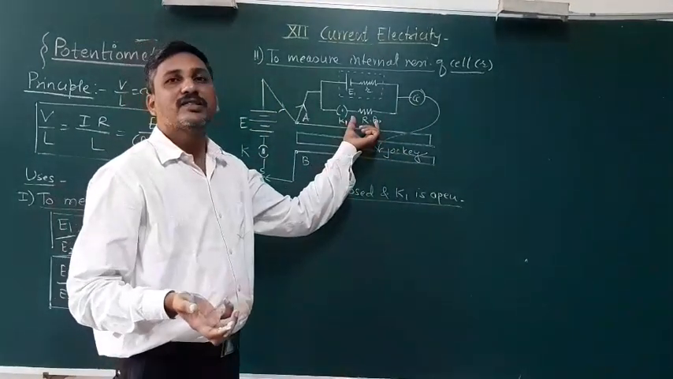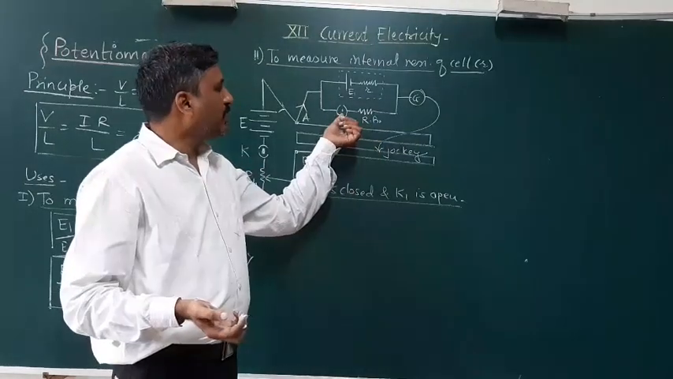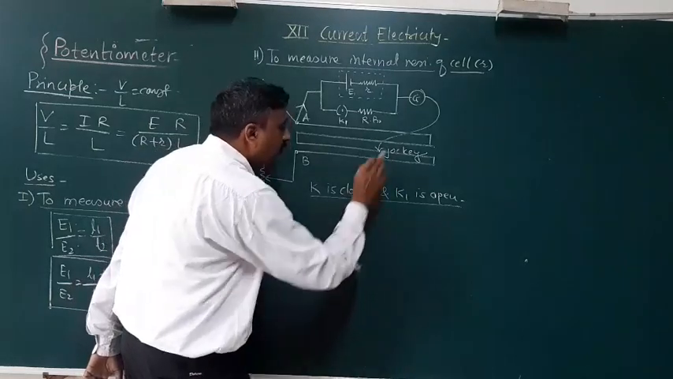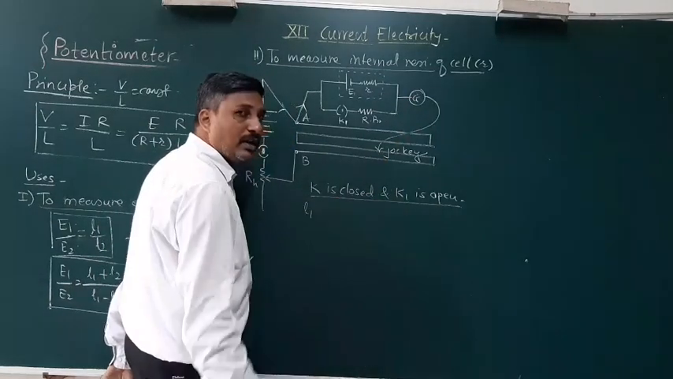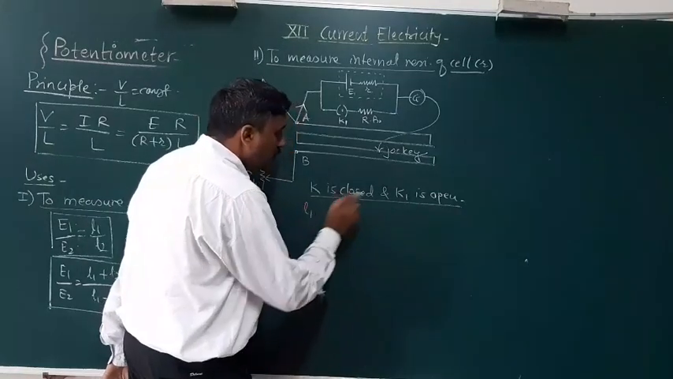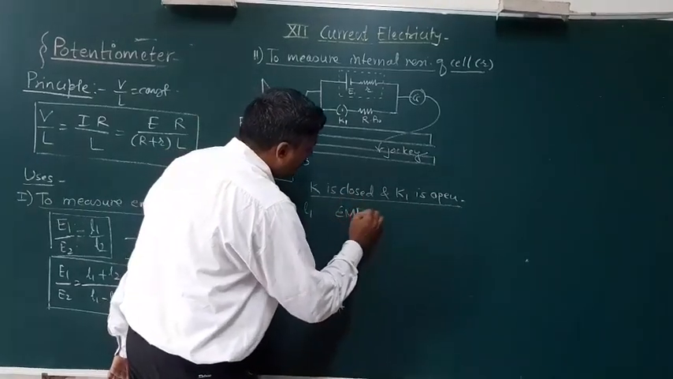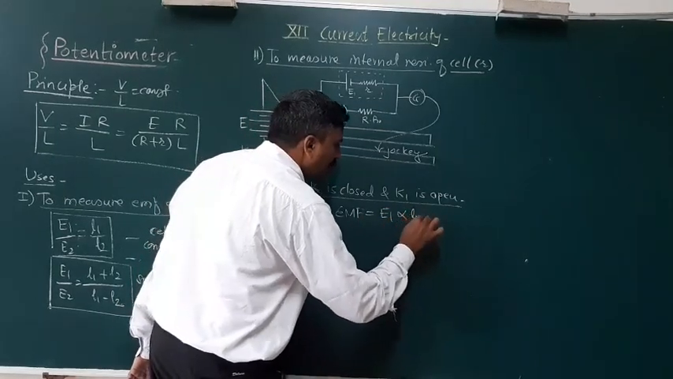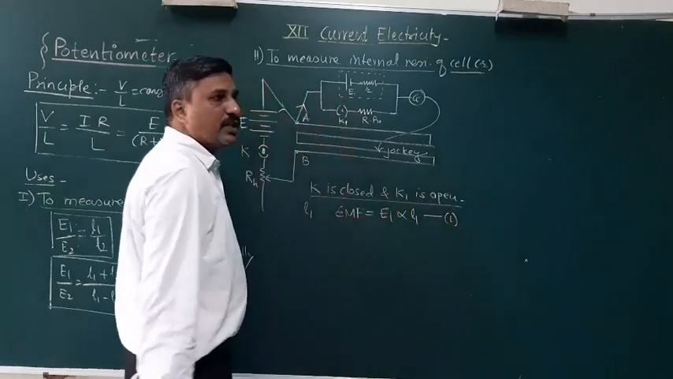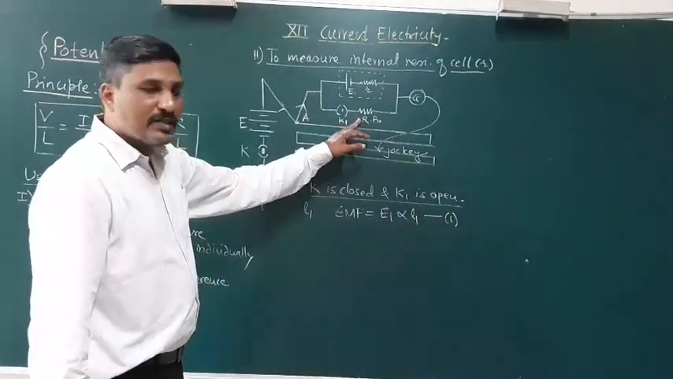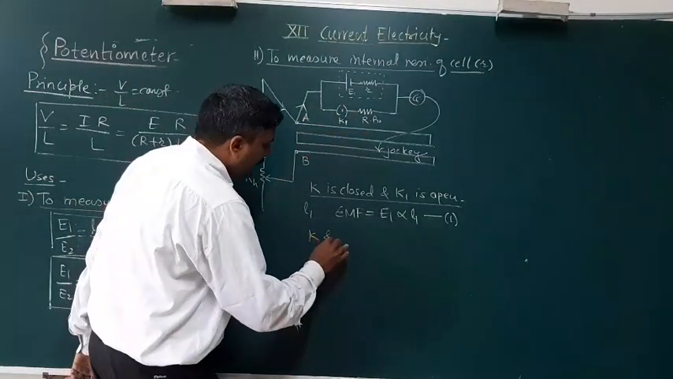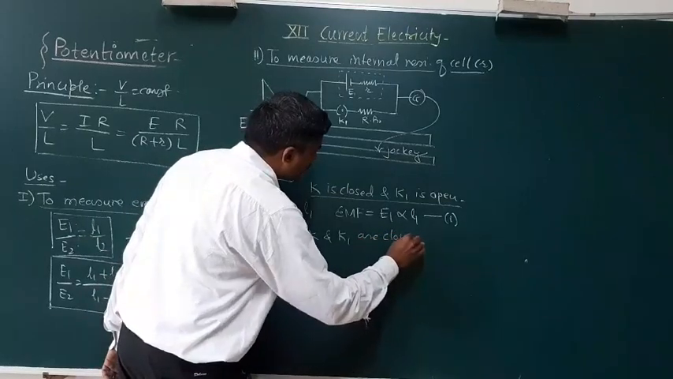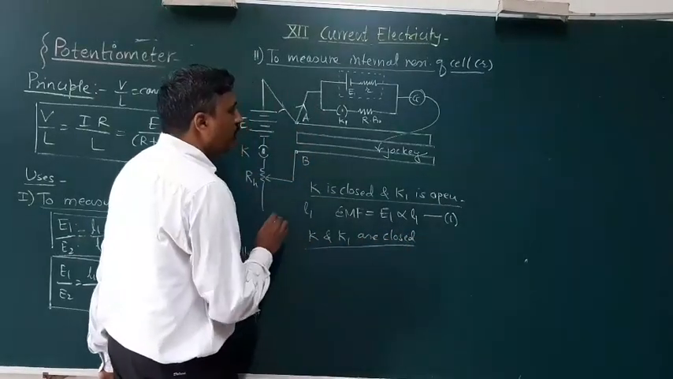But there is no external resistance, because K1 is open, so no current flows. At that time, the null point is obtained at a particular length L1 and it corresponds to the EMF of the cell, and therefore we write EMF is directly proportional to L1. This is my first equation. There is no resistance. Now in the second part, K and K1 are closed. When both are closed, then what happens?